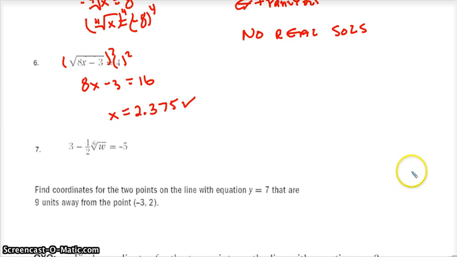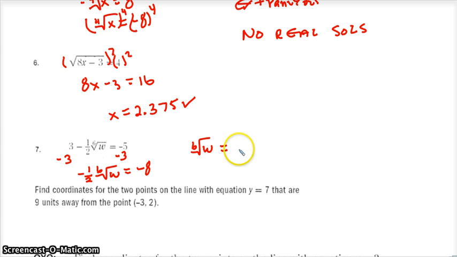Last one is number 7. All right, we're subtracting 3 from both sides. So negative 1/2 the sixth root of w equals negative 8. I have to multiply both sides by negative 2. So the sixth root of w equals 16.